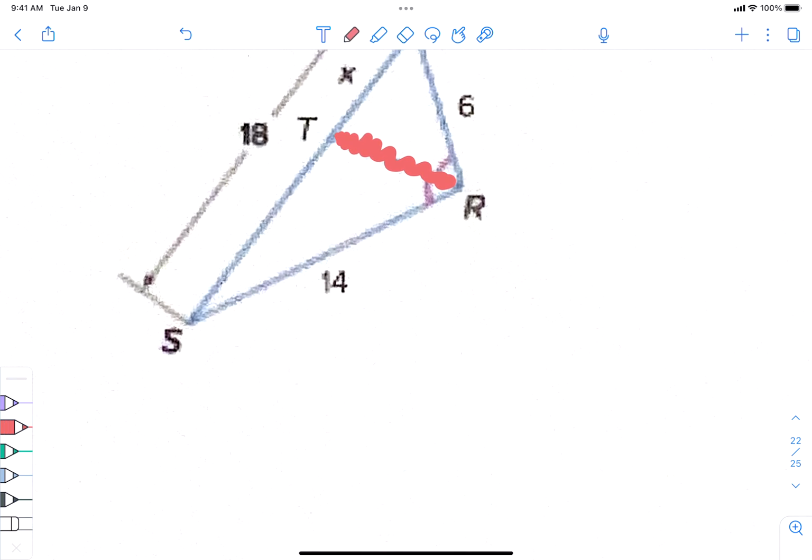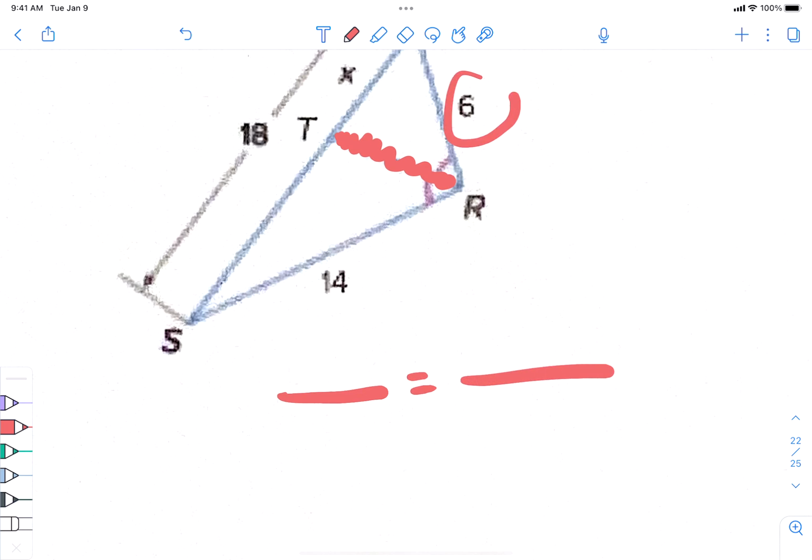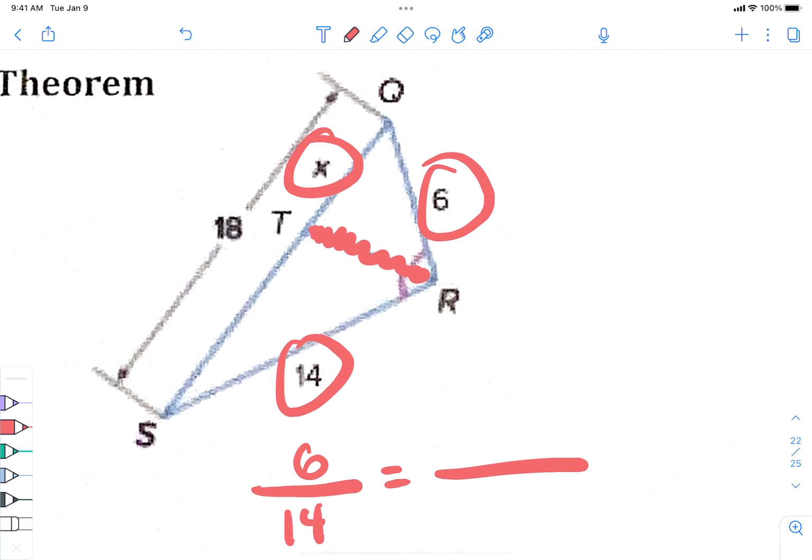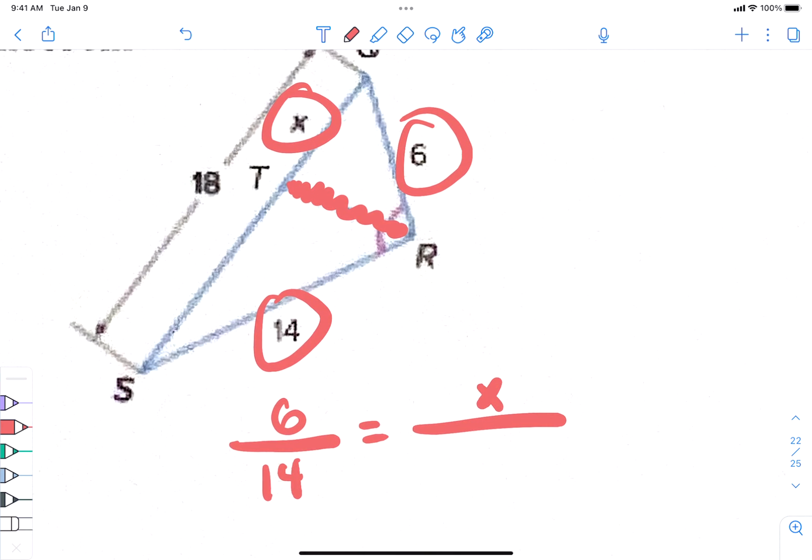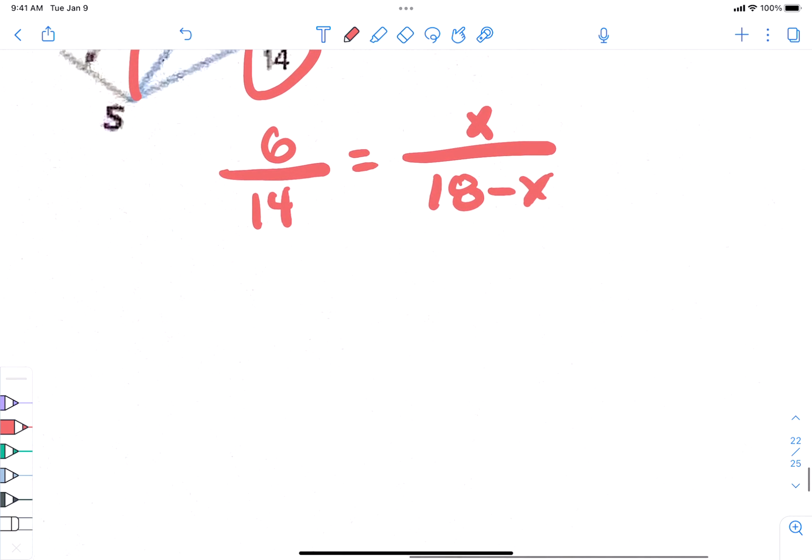So, 6 over 14. Okay, so let's do 6 over 14, X over 18 minus X. A lot of people were saying X minus 18, but this little bit right here, from here to here, is 18 minus X. Whatever the X is. Let's say X is 3. Then that would be 15, because you're taking 18 minus X. So just be careful of how you're adding and subtracting.